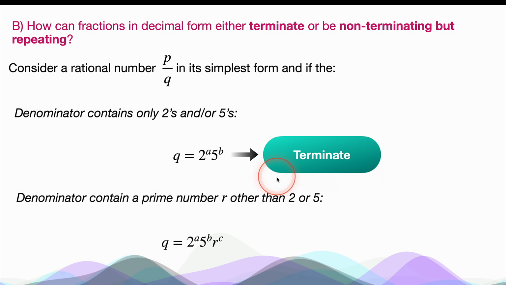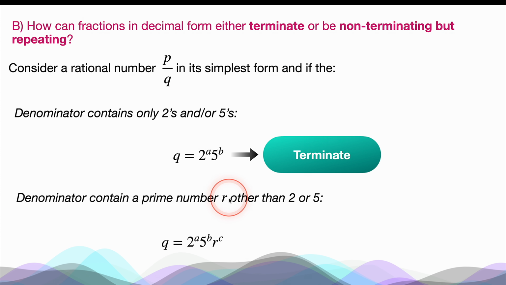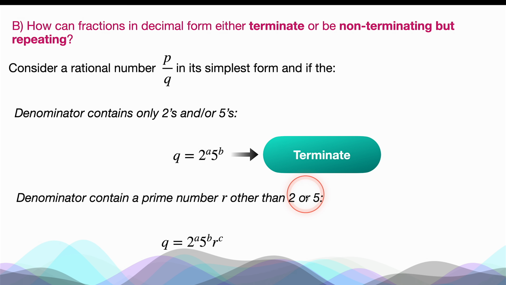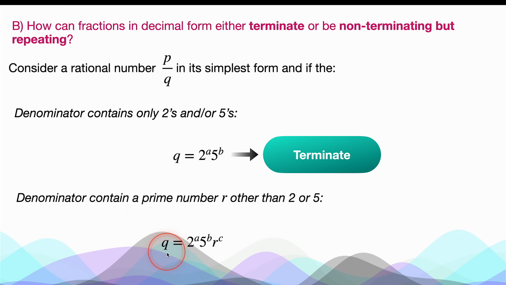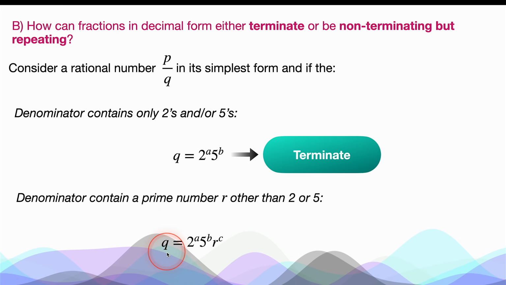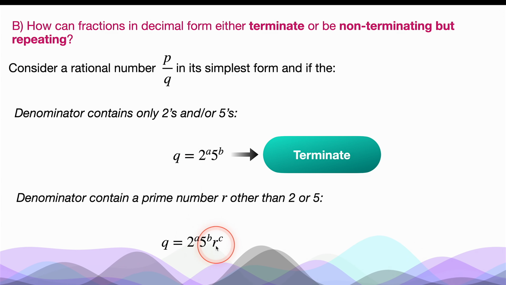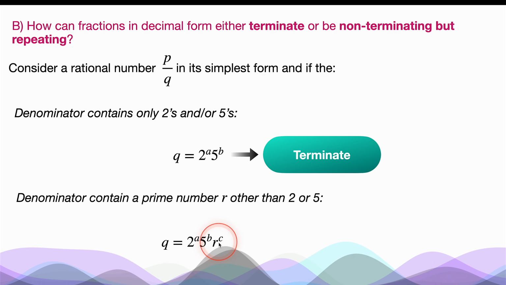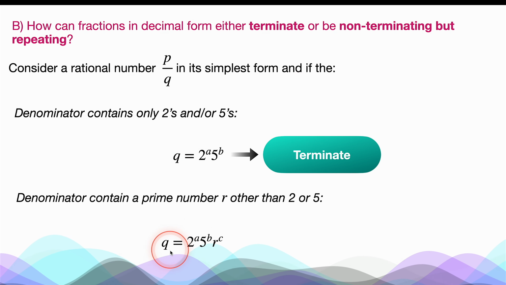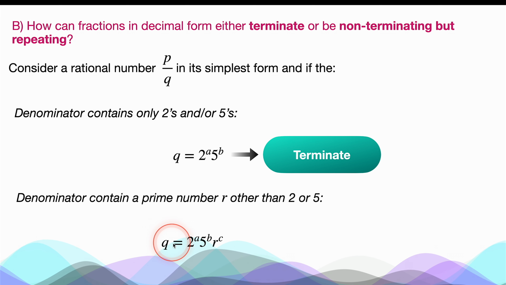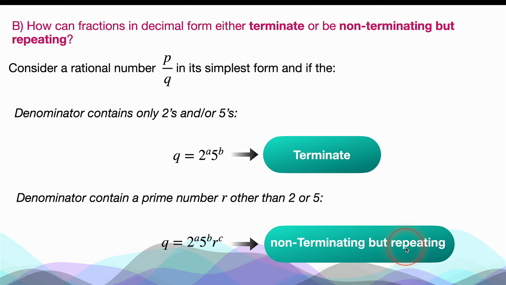And the second thing is that if the denominator contains a prime number r other than 2 or 5, that is, when we factorize the denominator q, the prime factorized form contains 2 and/or 5, but it also contains r, a prime number other than 2 and 5, then it will be non-terminating but repeating.